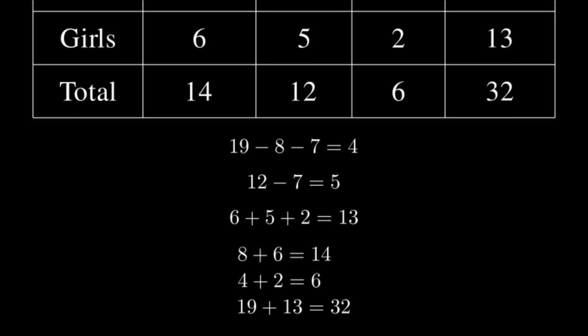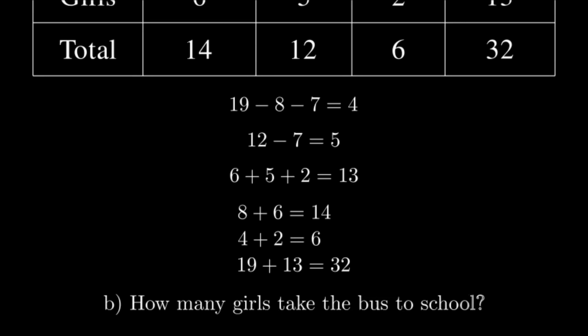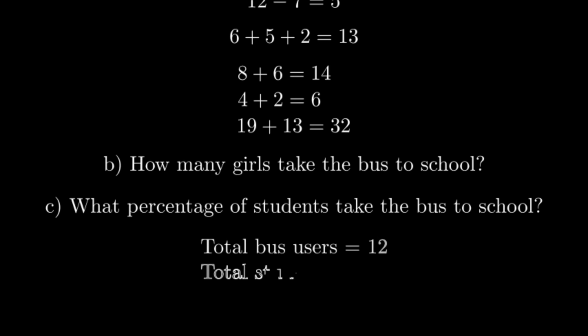Now that the table is complete, we can easily answer questions about the data. For instance, how many girls take the bus to school? We just look at the intersection of the girls row and the bus column. The answer is 5. What percentage of students take the bus?